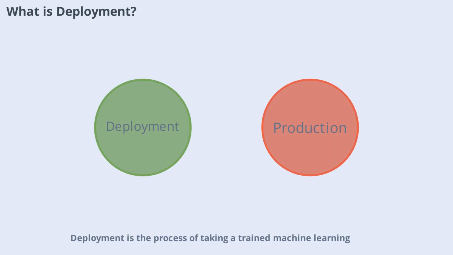Deployment is the process of taking a trained machine learning model and making it available for use in real-world applications. This means integrating the model into existing systems, ensuring it can handle live data, and providing reliable predictions. Deployment bridges the gap between research and practical impact, turning theoretical models into tools that solve real problems. It's a critical step that requires careful planning and robust infrastructure.